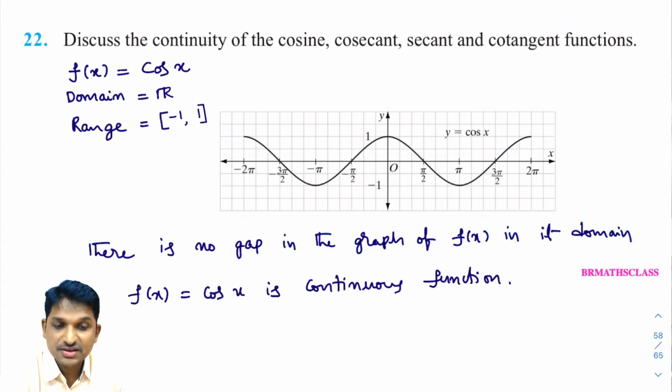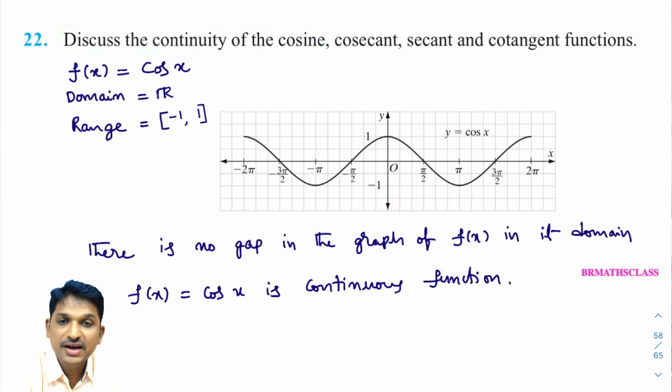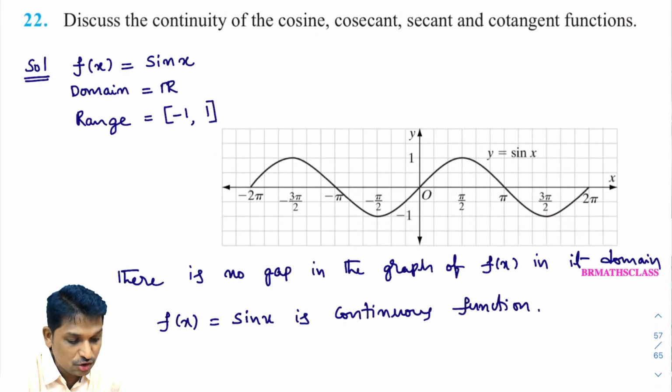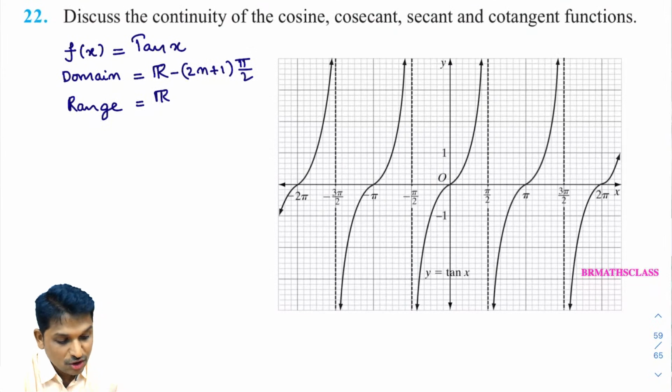I hope you understand. We discussed the continuity of cosine function, right? In the last problem, we discussed the continuity of sine function. Sine function is continuous function. Now we discussed the continuity of cos function. Cos function is continuous function. Now you observe this one. Some interesting factors are there in this.